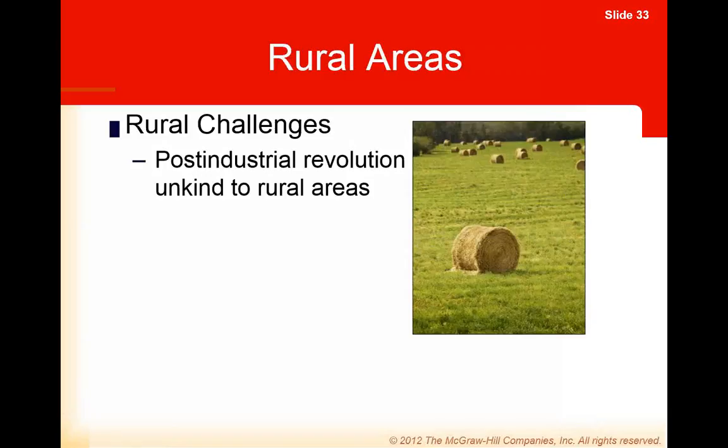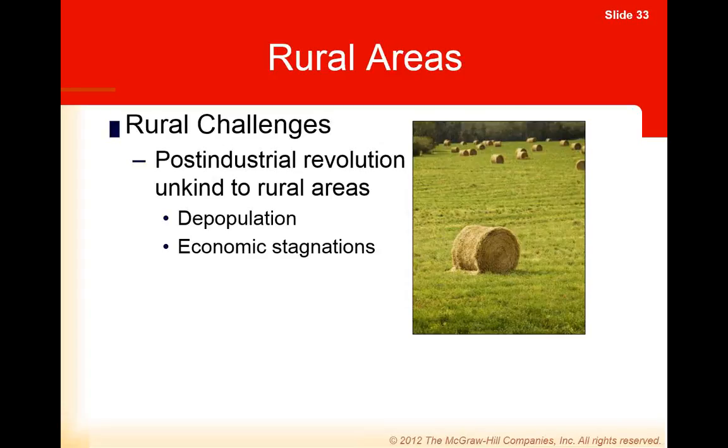Post-industrial revolution has been unkind to rural areas. A lot of this, like creating large businesses, Walmart, Target, Home Depot, Costco, can create their own different types of problems in these rural environments. Depopulation: as people move into the cities to look for work, they leave the rural areas behind. Economic stagnation.